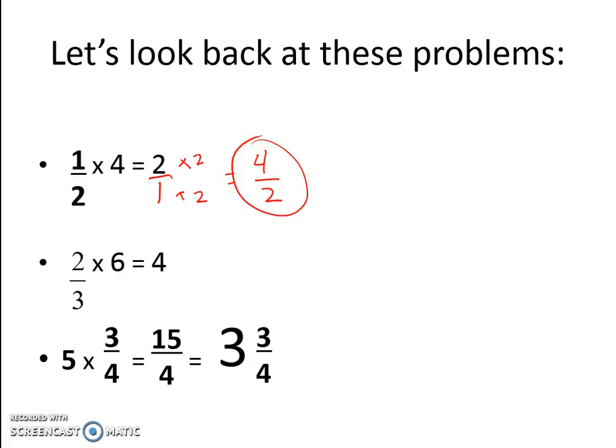The second problem, same thing. 2/3 times 6 equals 4. Well, what are some other ways we can write 4 as a fraction? 4 over 1. We could write it 8 over 2. We could also write it 12 over 3. And also look at the third problem, 5 times 3/4, which was 15/4. And later, when we simplified it, turned it into a mixed number, we got 3 3/4.